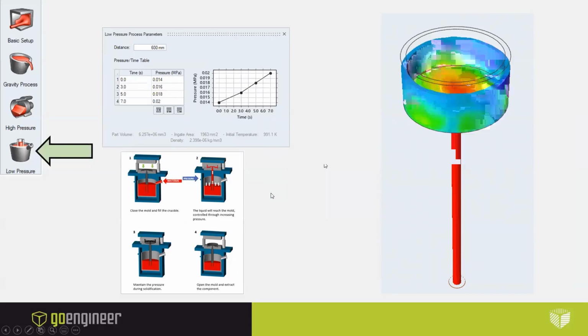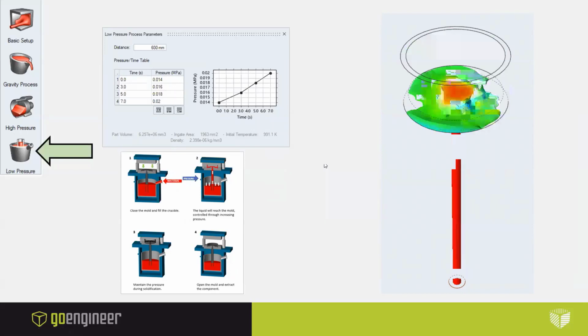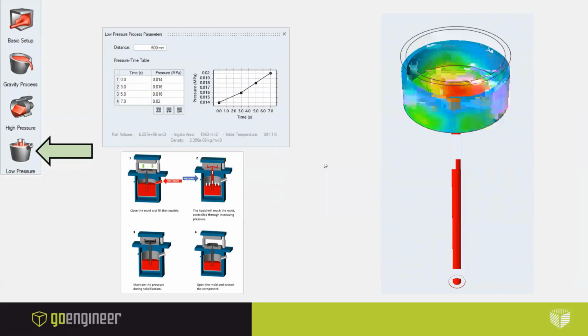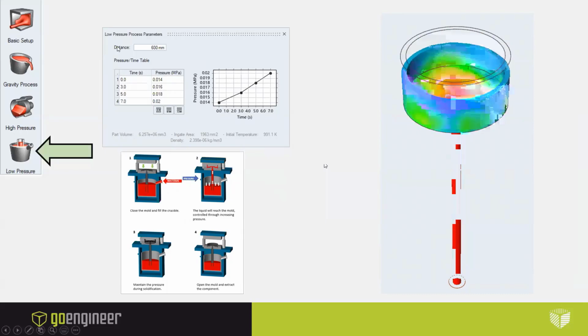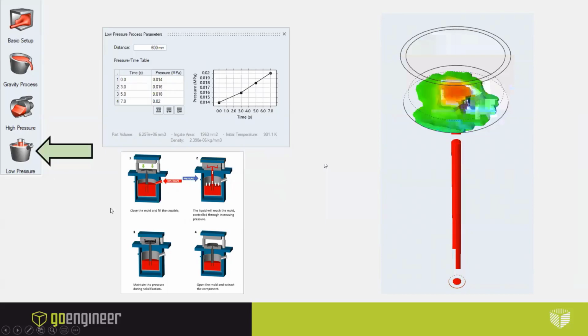So if you need to do any of these 4 basic processes, what it boils down to is you need to define the velocity on that inlet. There's a bunch of different ways to define that velocity. You can define it using these 4 different processes.